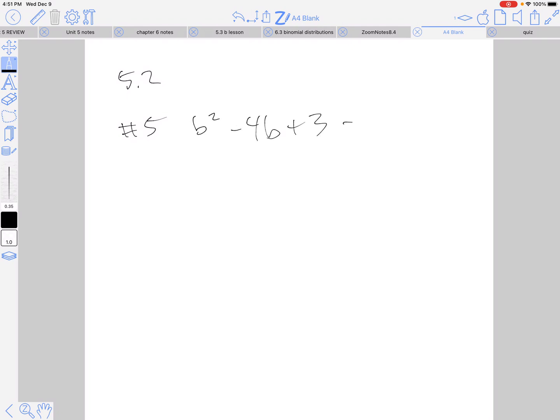All right, so this is 5.2, number 5. I said you could either use the quadratic formula or you could solve by factoring, so up to you. But number 5 is b squared minus 4b plus 3 equals 0.